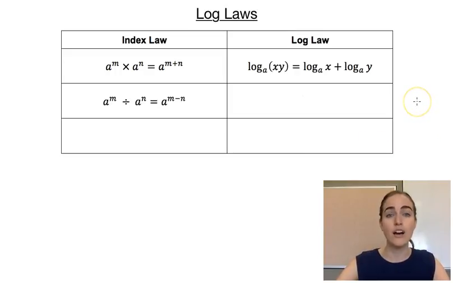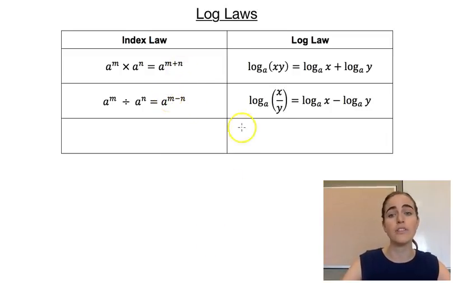The next index law that you're familiar with is if we've got a to the power of m divided by a to the power of n, we're going to have a to the power of m minus n. That's similar to the one up here, except instead of a multiplication, we've got a division, and instead of addition, we've got a subtraction. As a log law, that looks like this: log to the base a of x over y is equal to log to the base a of x minus log to the base a of y. The bases are staying the same the whole way through.